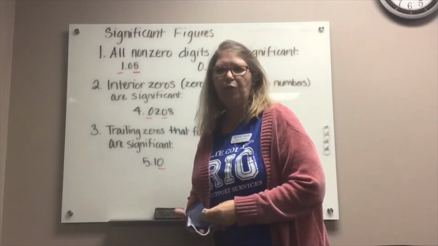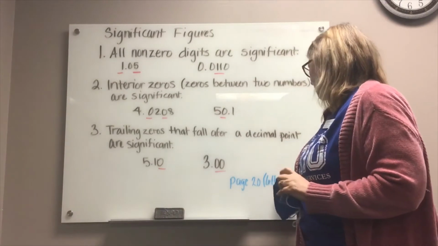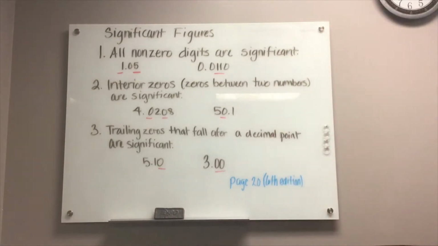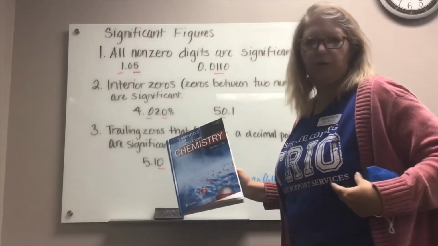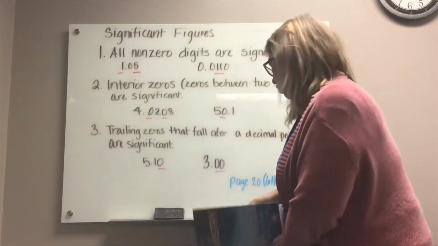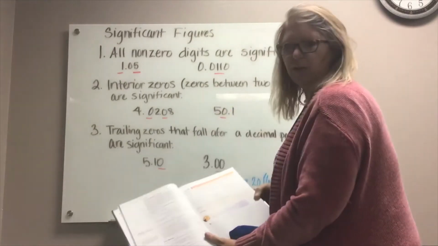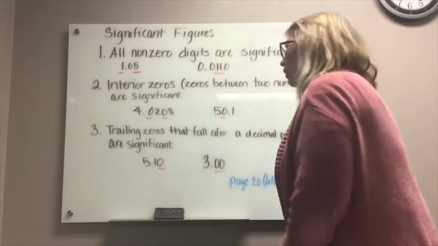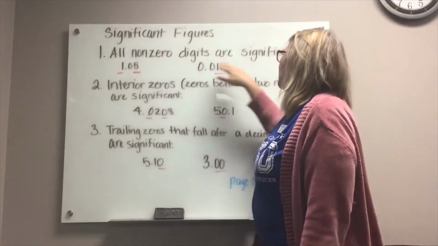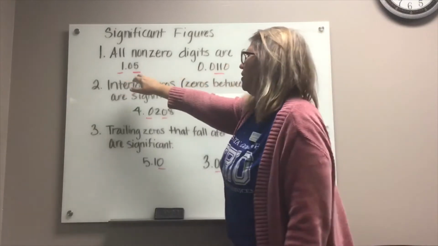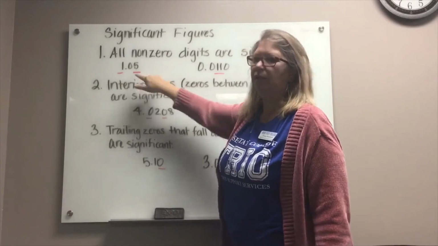Okay guys, so for significant figures, you'll find this if you're using the 6th edition of the introductory chemistry textbook. On page 20, there's a list of these rules, so you don't really have to write these down. I just thought I'd write them down to show them to you. But the first rule says all non-zero digits are significant. So in this example, 1.05, the 1 and the 5 are significant.